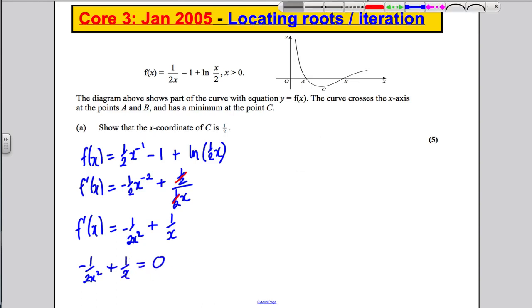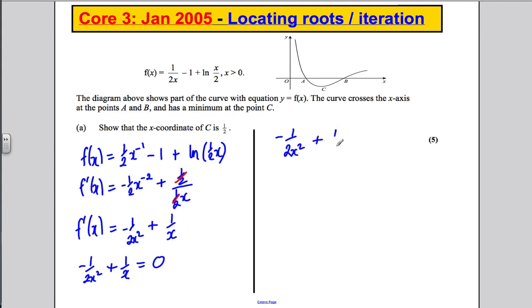Now you should work down the page, not across, but I'm going to start working across just so I stay on the same page. So you're solving negative 1 over 2x squared plus 1 over x is equal to 0. Multiply everything by 2x squared. This times 2x squared is negative 1. This times 2x squared would just be 2x. And 0 times 2x squared is 0. And rearranging this, add 1 to both sides, divide by 2. x is equal to a half is the coordinate. And you're done.